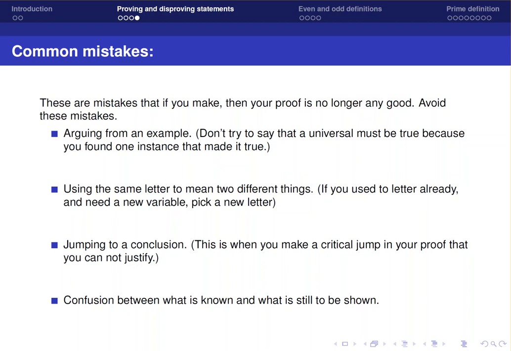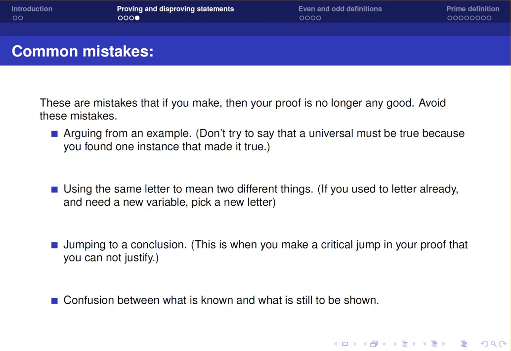There are times when we get stuck in a proof, and typically I see students getting stuck and they just assume that the conclusion is true. They jump to the conclusion. This is where they make a critical jump in the proof, but they cannot justify it. That's because they're getting desperate or they just want to move on already. So they just say, okay, well, what I'm trying to prove is now true without any justifications. That's definitely a big no-no.